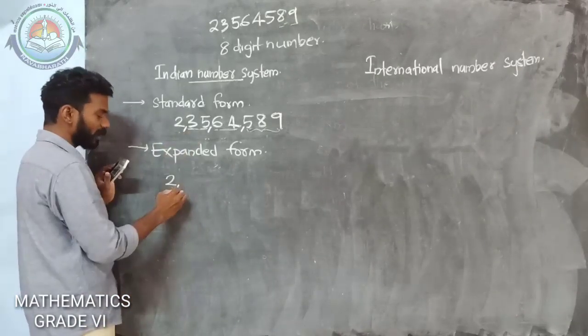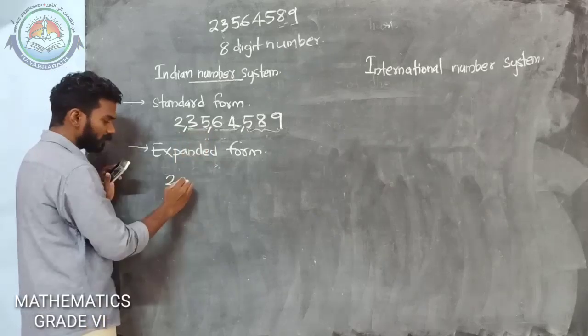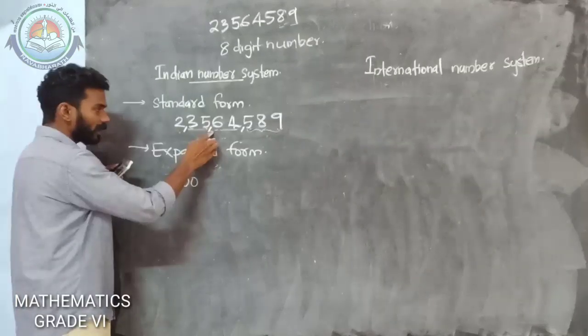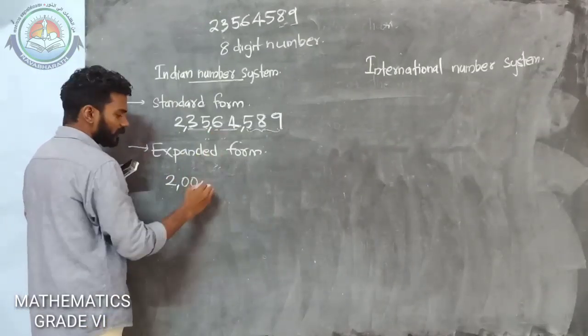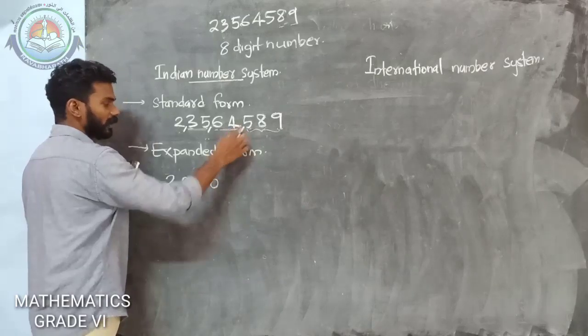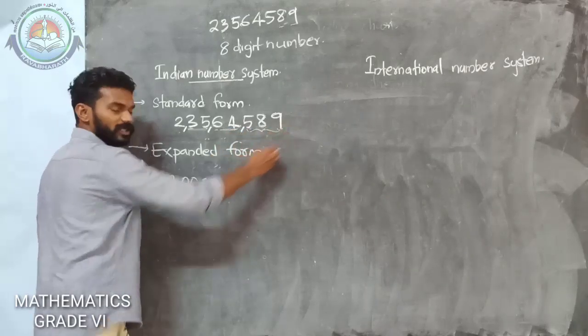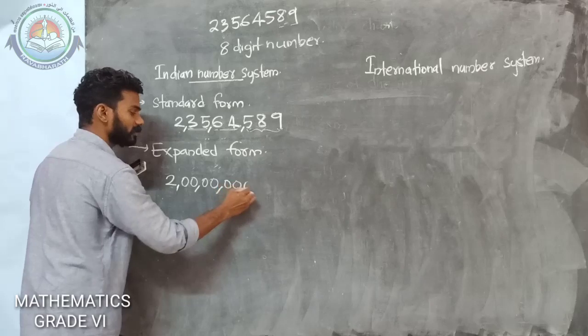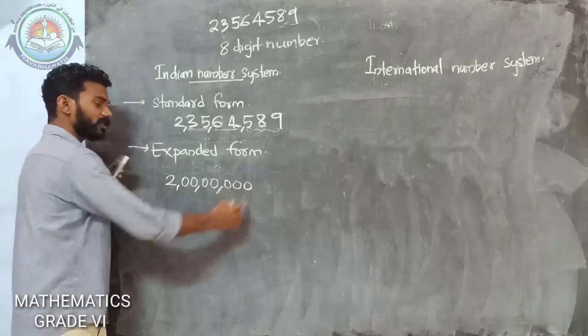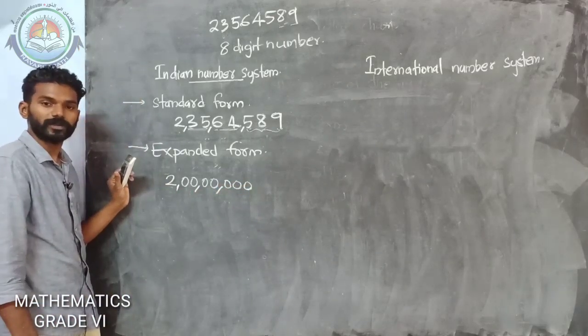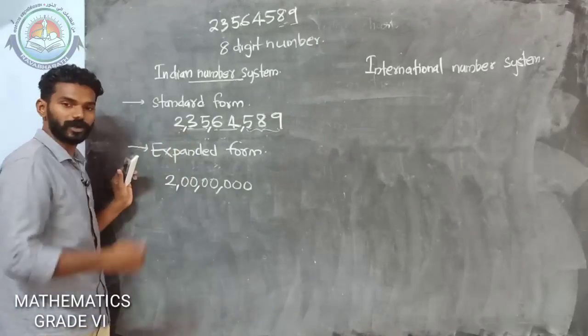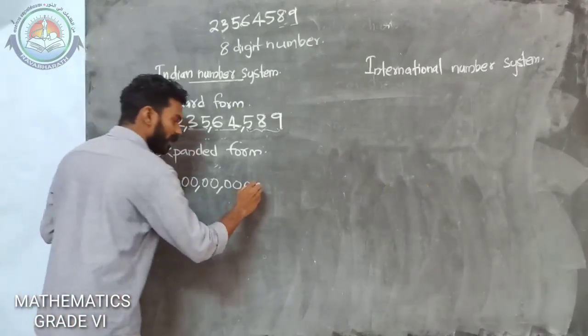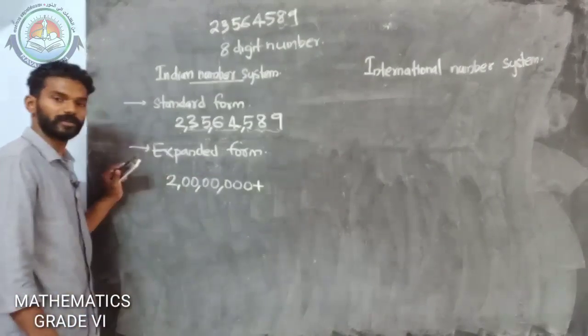So that there would be a comma, thereafter 2 zeros, again a comma, thereafter again 2 zeros, again a comma, then how many zeros? Then 3 zeros. This would represent 2 crores. The place value of 2 is now considered. Now put a plus sign.